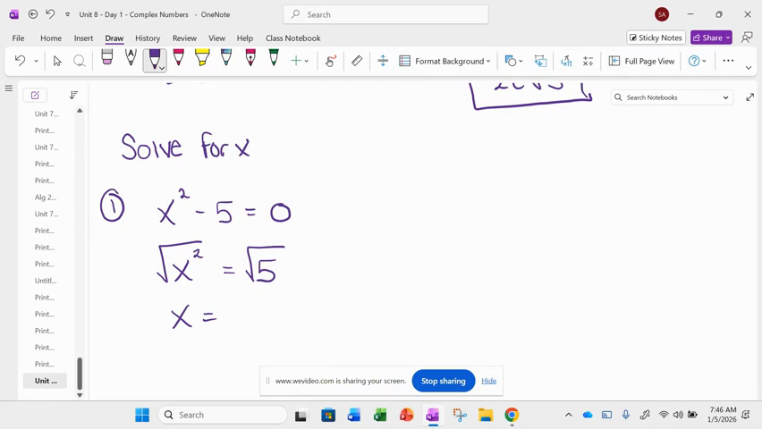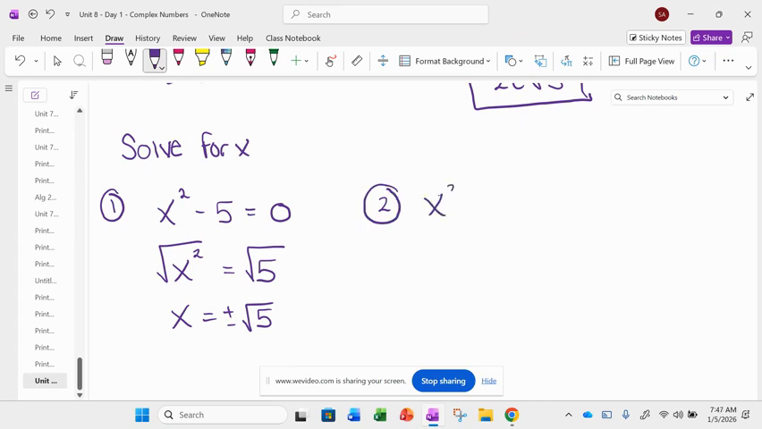But when we're solving, what do we have to account for once we take the square root? Plus or minus. So this becomes plus or minus the square root of 5. Nothing new. We've done this before. Now we're going to do the same thing, but with a negative.